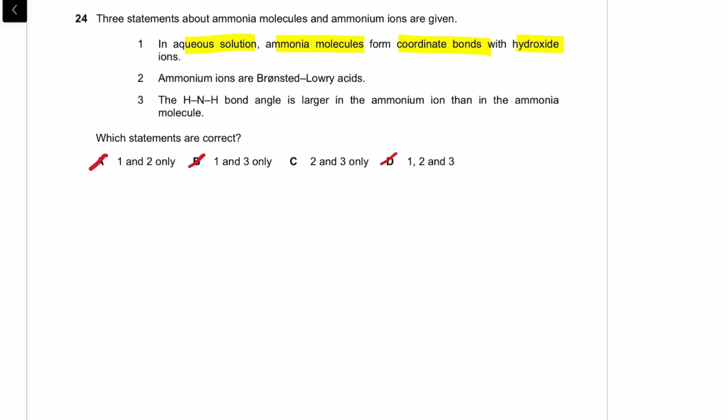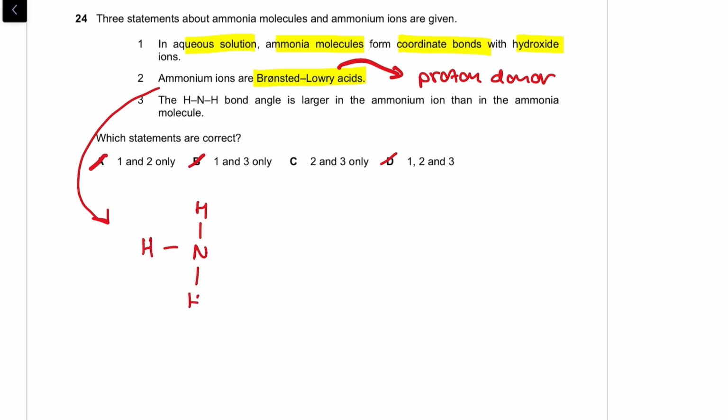Ammonium ions are Bronsted-Lowry acids. So what is a Bronsted-Lowry acid? It is defined as a species that is a proton donor. Ammonium ions, as we have just looked at, have a positive charge, so they are more likely to want to lose a hydrogen atom. So they can donate one of their hydrogens. So yes, this is the case for ammonium ions.